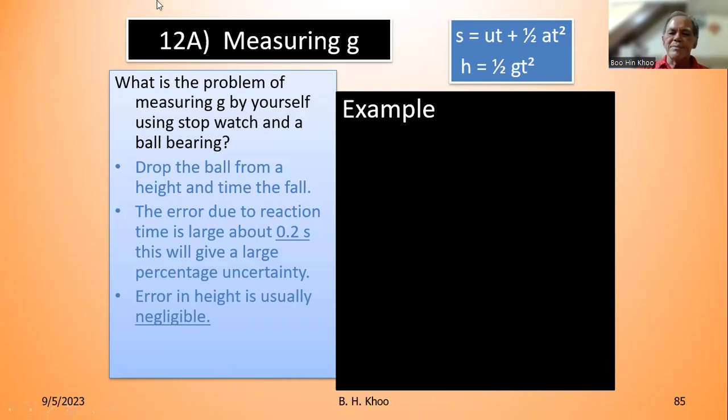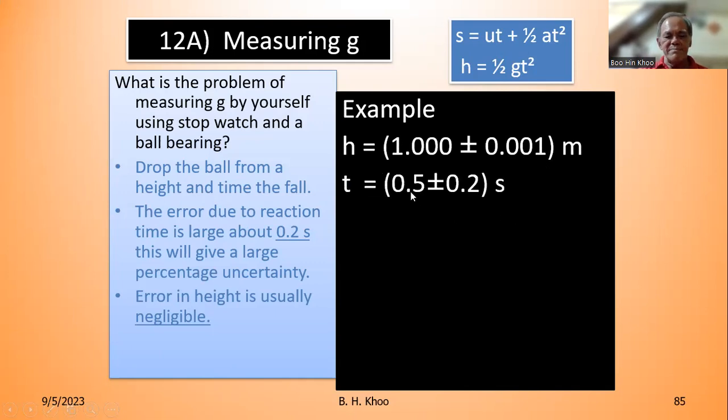Example, dropping a ball, we use the equation of motion s equals ut plus half at squared, with u equals 0. We drop it, so initial speed is 0. So it's h equals half g t squared. That's the equation that we use. So our h, we can take a height of 1 meter. Uncertainty is 0.001 meter. Time about 0.5. Uncertainty due to reaction time is 0.2.